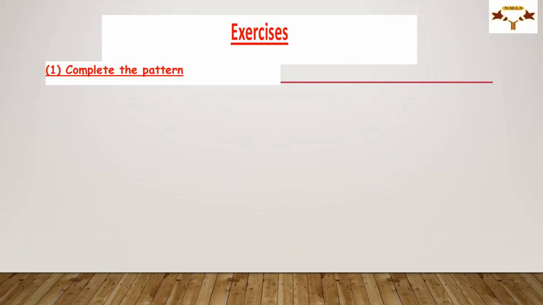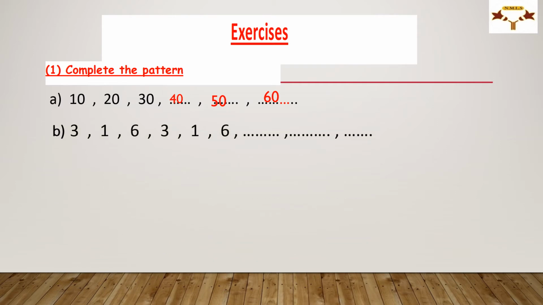So here let's complete the pattern. Here we start by 10, become 20, become 30. So the next pattern, you can guess what will come next after 30. It will be, excellent, 40, then 50, then 60.